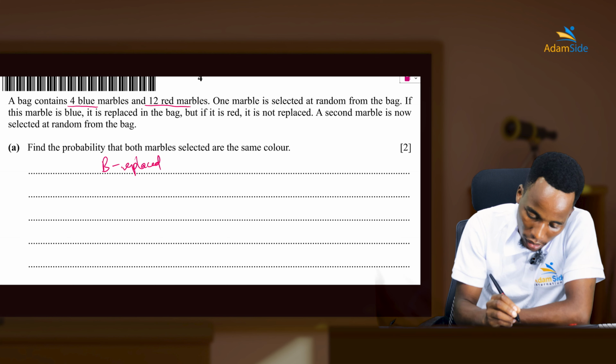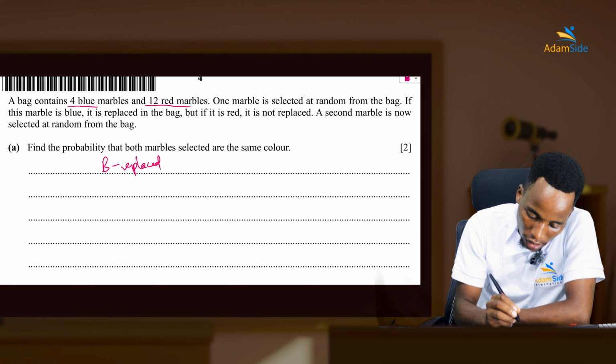But if it's the red, it's not replaced. So red, not replaced. So a second marble is now selected at random from the bag. Find the probability that both marbles selected are of the same color.